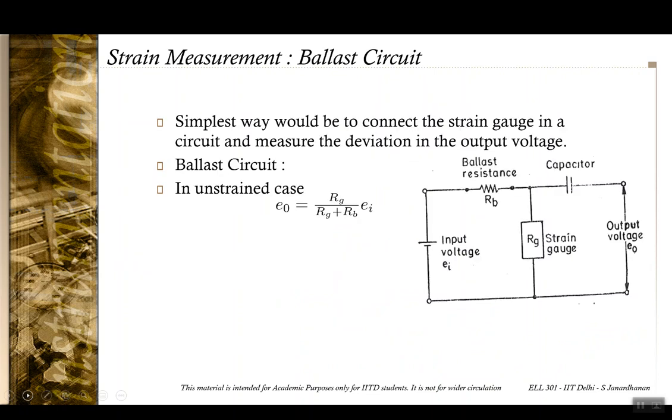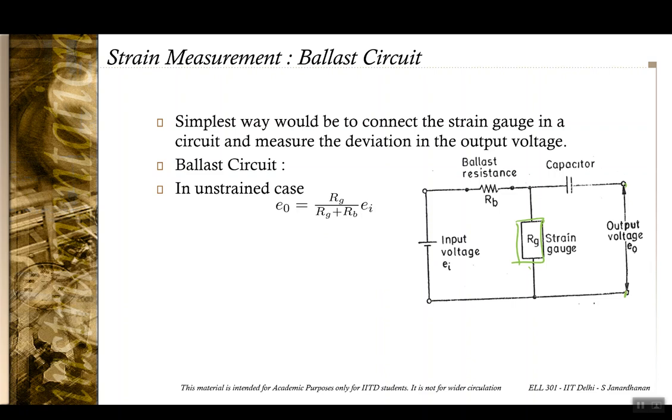Now let us look into a few circuits that can be used for getting the electrical output out of the strain gauge. The simplest way is to connect the strain gauge in a circuit and measure the change in the output voltage. This sort of circuit is called a ballast circuit. So you have a strain gauge here, and you have another resistance called a ballast resistance connected in series, so that when the strain gauge resistance changes, there is a change in output with respect to the input. The output is going to be Rg/(Rg + Rb) times Ei.